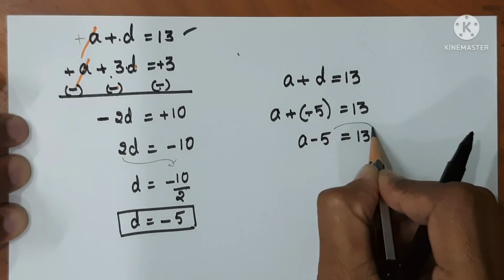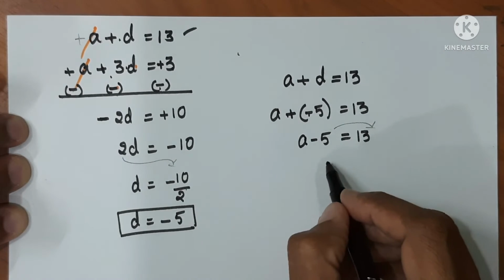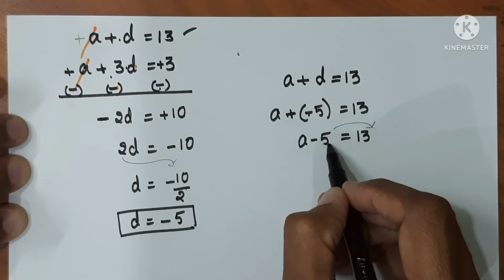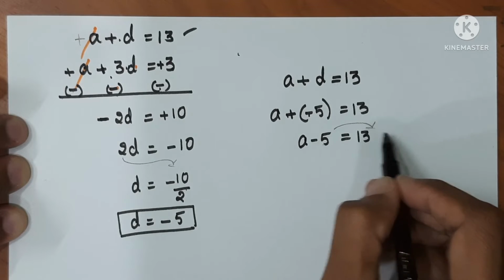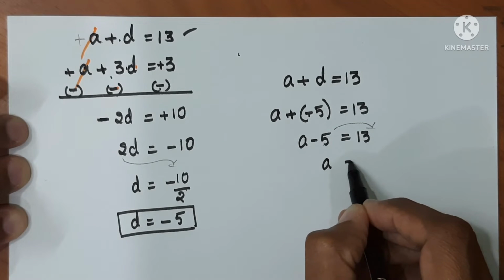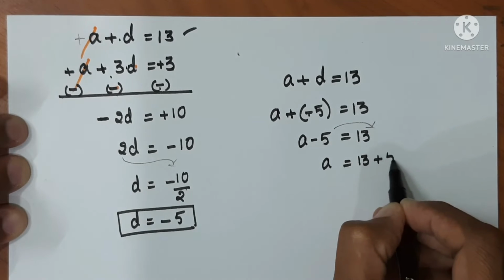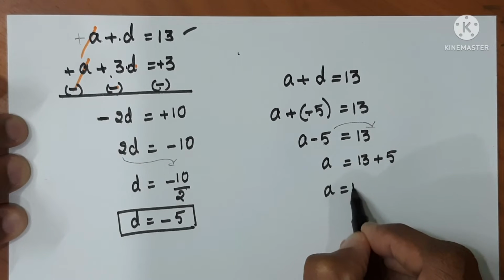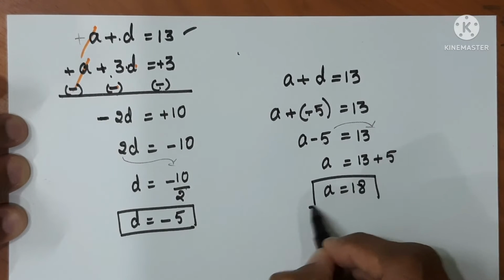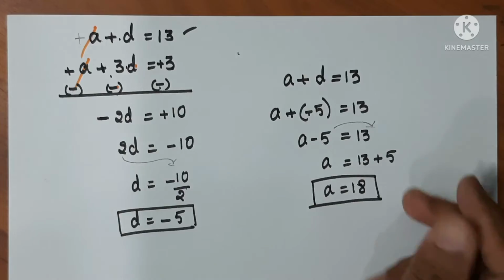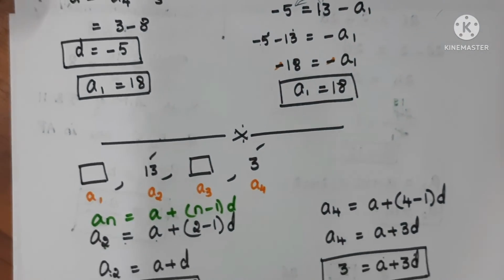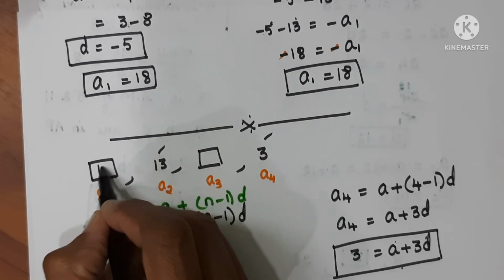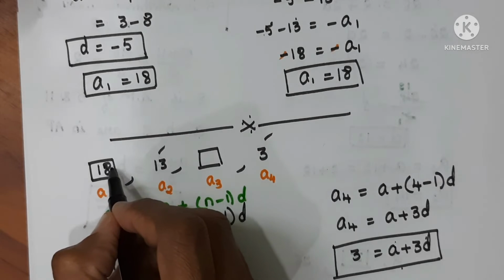Take minus 5 to the RHS. We get plus 5 because there are 2 terms. It is a binomial, so that sign will change. a equal to 13 plus 5. 13 plus 5 is 18. Now we got the first term as 18. So the first term here is 18 in the box. We have got the first term.